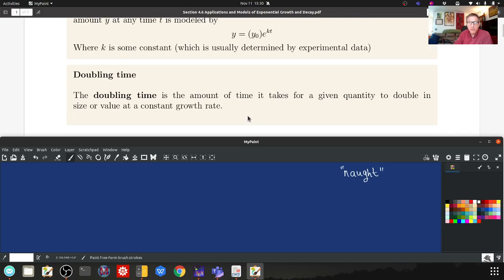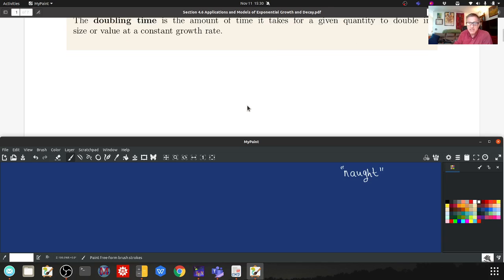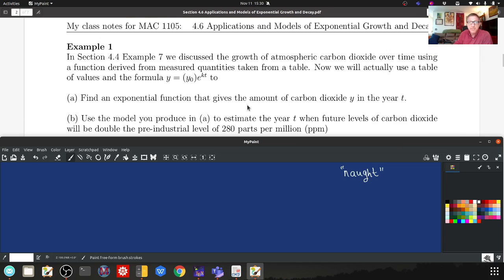Here's another important concept, doubling time. The doubling time is the amount of time it takes for a given quantity to double in size or value at a constant exponential growth rate, is what we'll be talking about here, but it extends to any type of growth rate. So here's our first model.